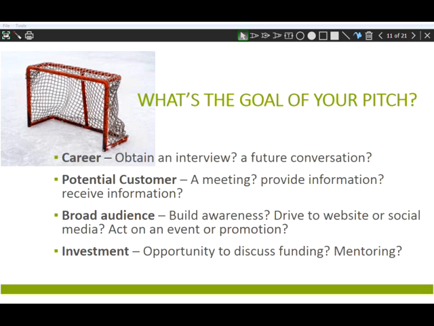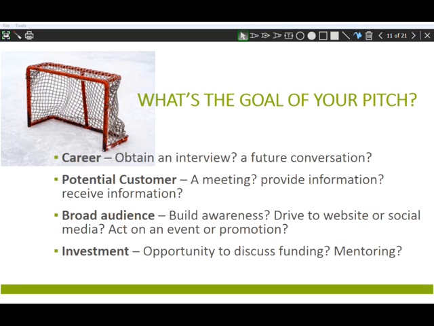With a potential customer, you may want to get a meeting with them, provide information, or even receive information. Maybe you just want to learn more about their business or their industry so you can figure out how to better tailor your products and services to that industry or business. For a broad audience, you may just want to be building awareness. So if someone from the media came up to you at a fair or a convention and said, "Oh, what do you do?" you'd focus more on building awareness out to the general population about what you do. Or maybe you want to drive them to your social media site or website, or maybe you have an event or promotion, you want to drive them to that event or promotion.